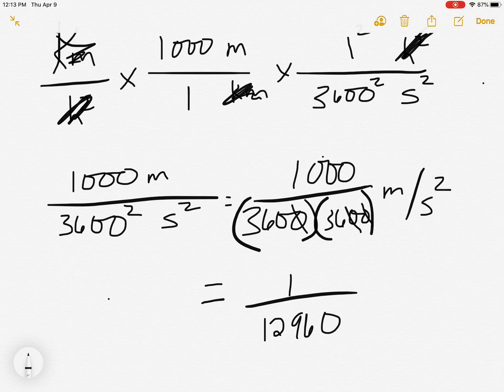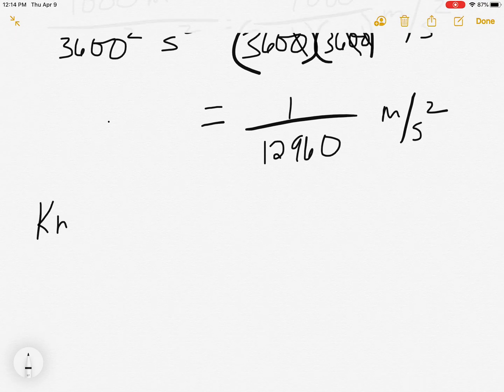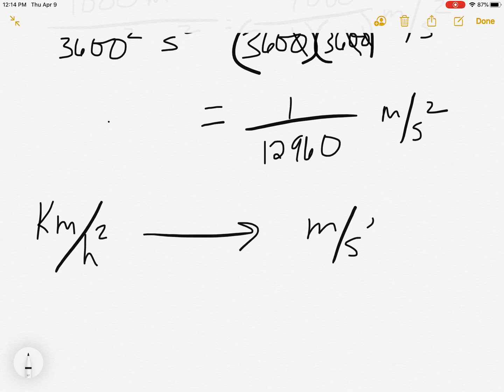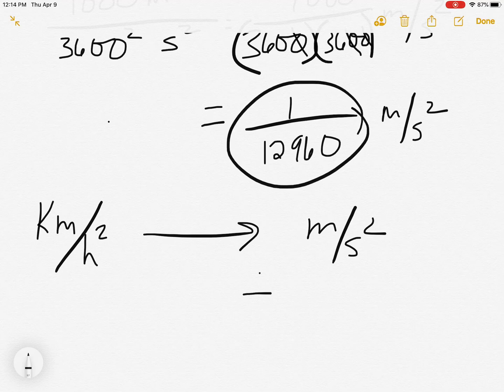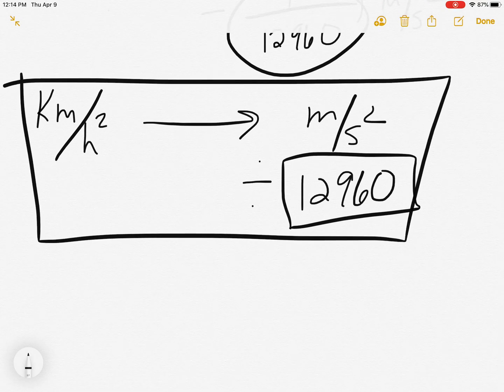And that becomes 12,960. And of course, if you did that division, you'd get the number we had before, the 0.000077. It's a crazy small number, meters per second squared. And what does this mean? It means that if you want to go from kilometers per hour squared and turn that into meters per second squared, you divide by 12,960, and that's your factor. You can write that on your formula sheet as well as a conversion if you want. Divide by 12,960 to make that change.